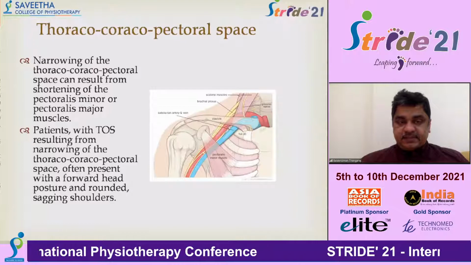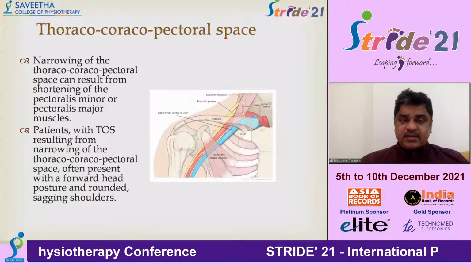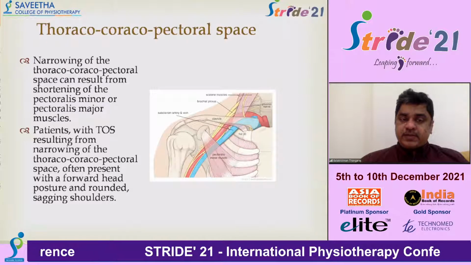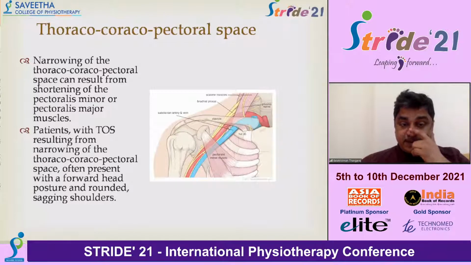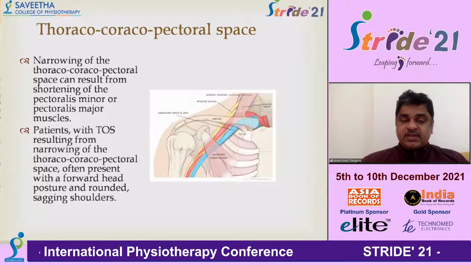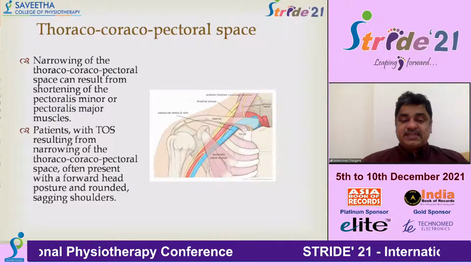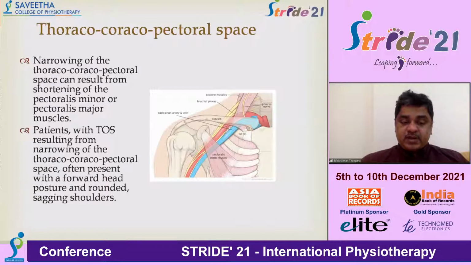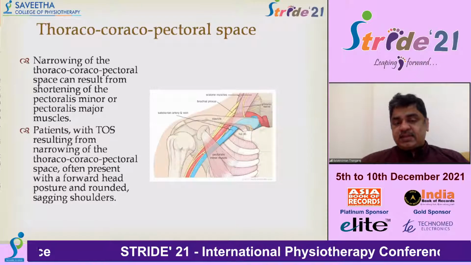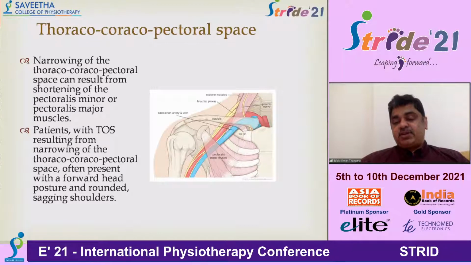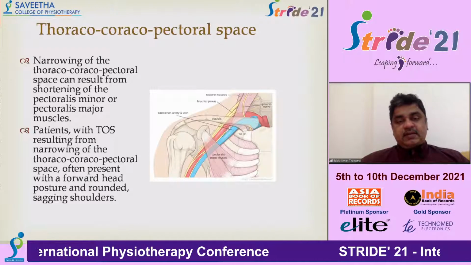Next, please. And the last one, the thoraco-coraco-pectoral space. Narrowing of this space can result from shortening of the pectoralis minor or pectoralis major muscles. Patients with thoracic outlet syndrome resulting from narrowing of this space often present with forward head posture or rounded sagging shoulders. This is again related to lifestyle, like lifting heavy weights, and postural anomalies. Again, please.